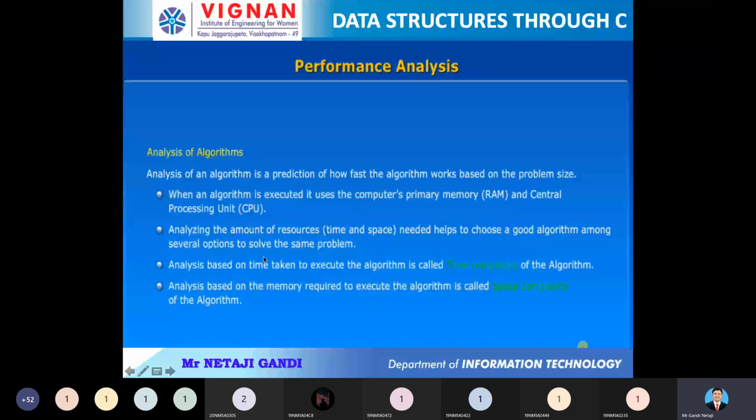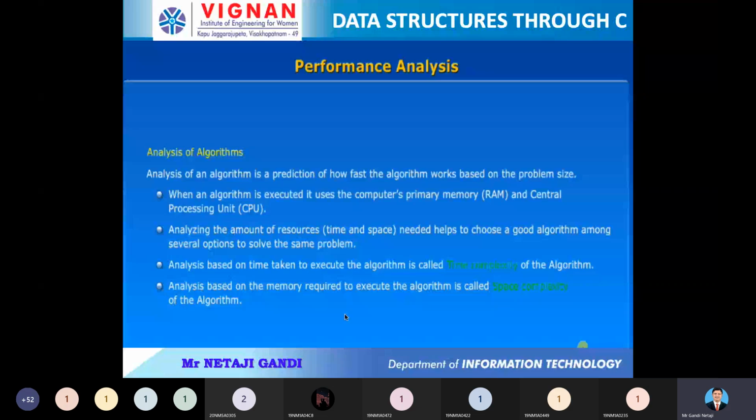Then the analysis based upon how much memory is required for the execution of that algorithm is called the space complexity. Space complexity is in terms of memory, and time complexity is in terms of speed.